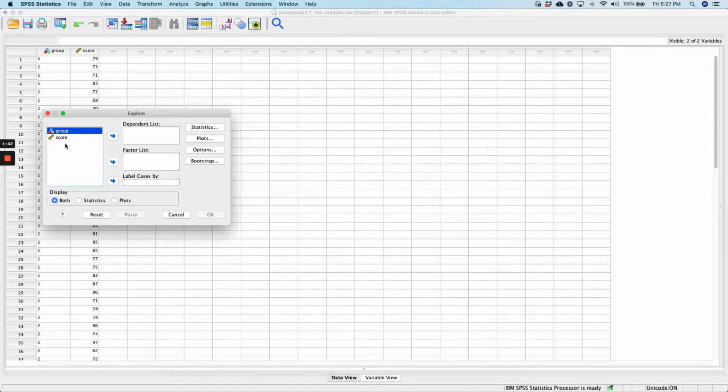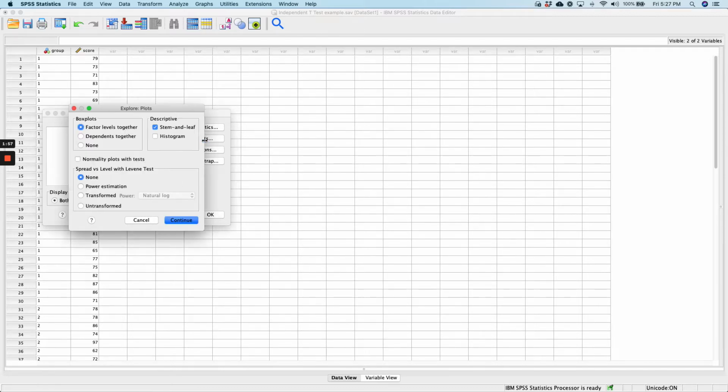And so our dependent variable is score, and group will be in our factor list. And we are going to click on plots. We do not want box plots. We do not want a stem and leaf. I do want a histogram, and I do want normality plots with test.